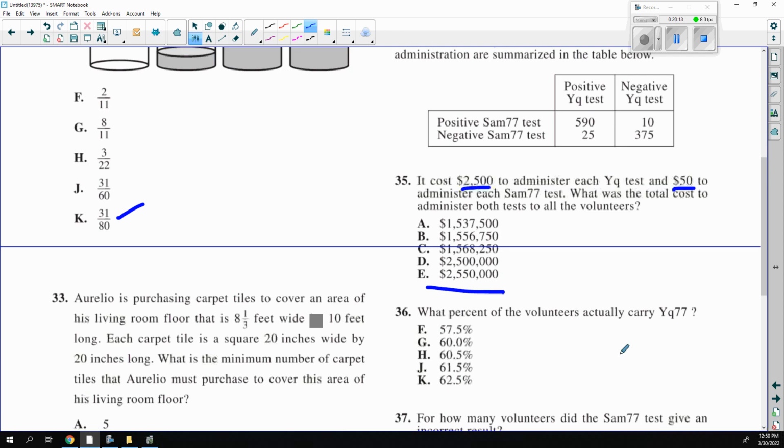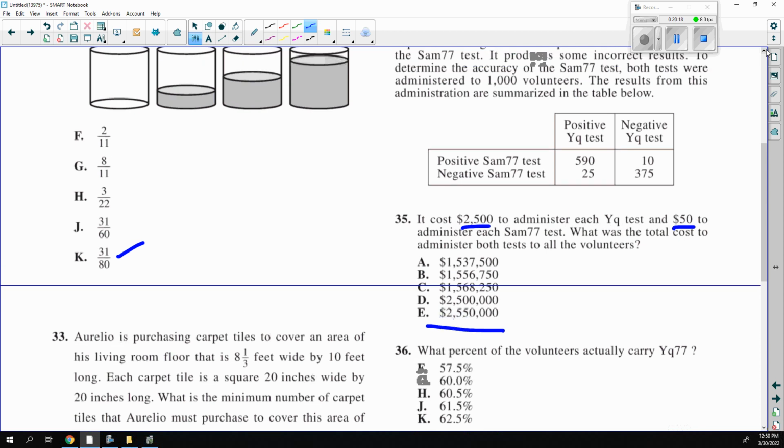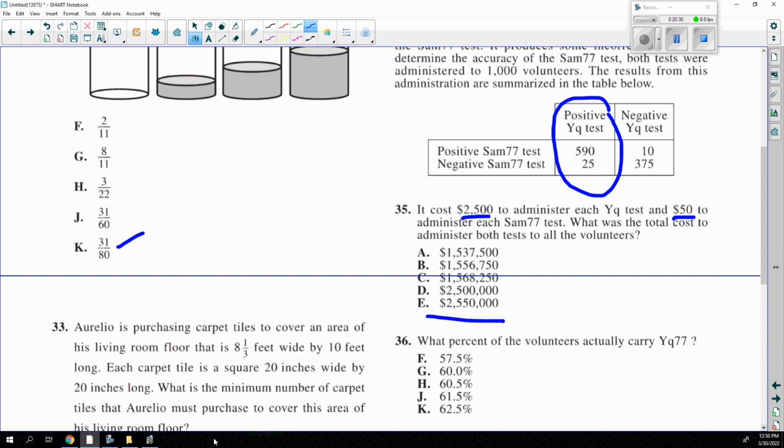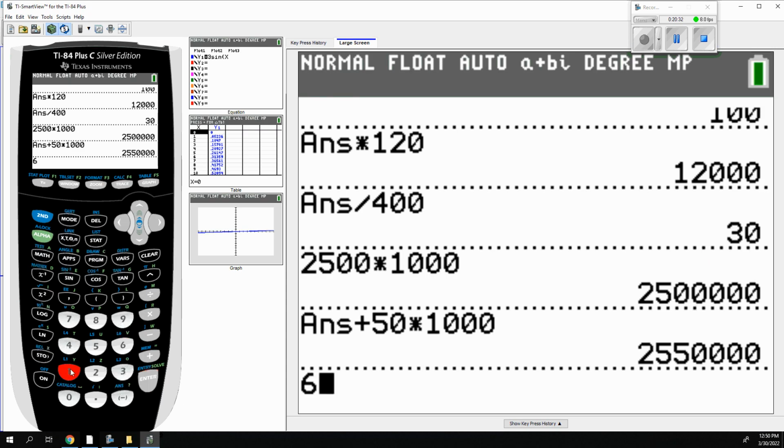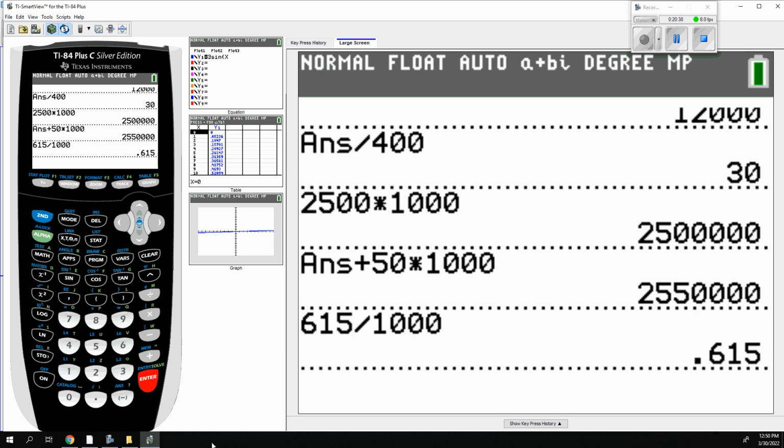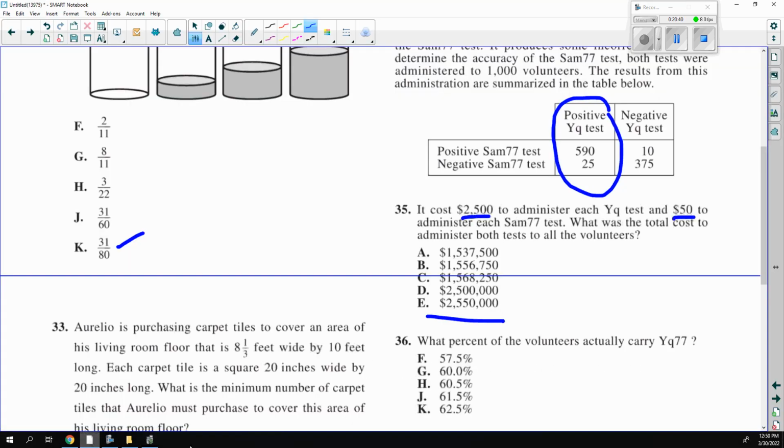What percent actually carry the disease, or whatever it is, a trait? You look at it, and it's the people that test positive on the good test. So it's 615 over 1,000, which of course is 61.5%.